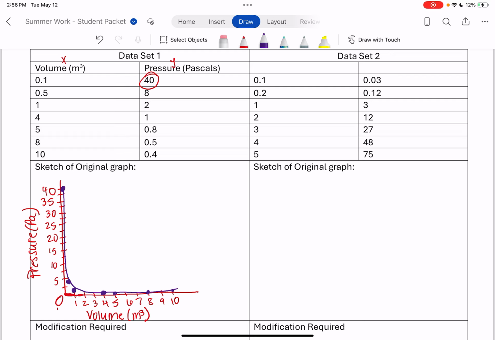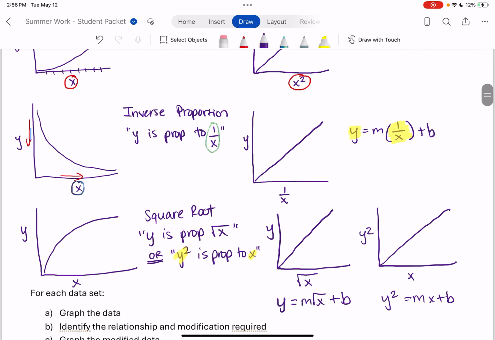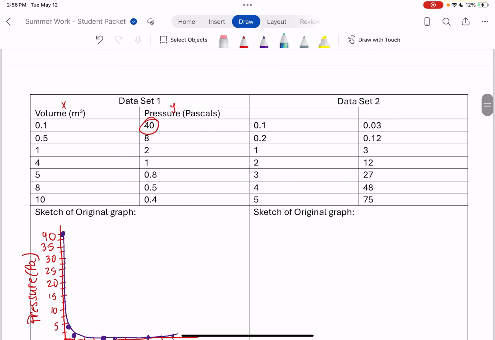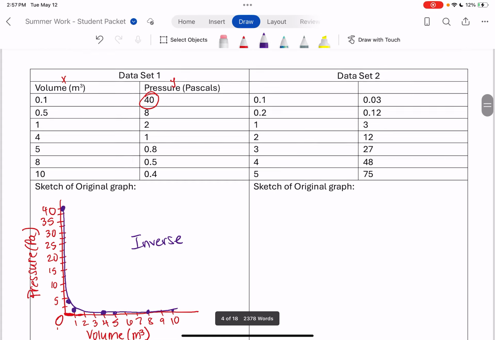If you go back and look at the graphs we just did, if you're not sure what shape that is, an inverse proportion, we see it looks just like this one here. That's an inverse proportion. So the modification required, I want to go ahead and name this graph. This is an inverse relationship. The modification required: instead of graphing pressure versus volume, I need to graph pressure versus 1 over volume, the inverse of volume. So now let's look at our data.